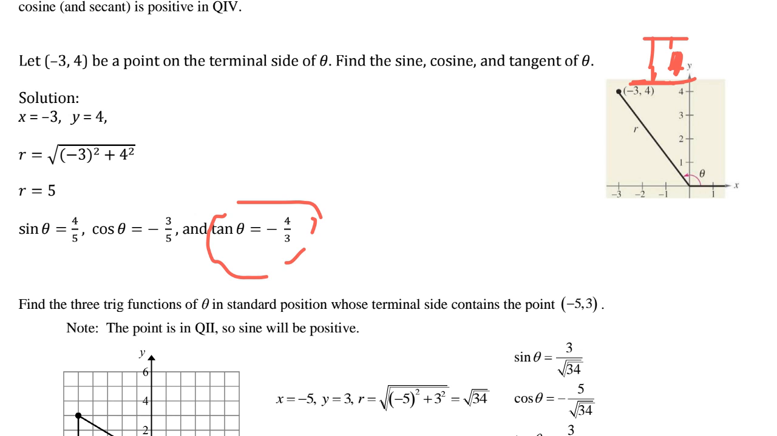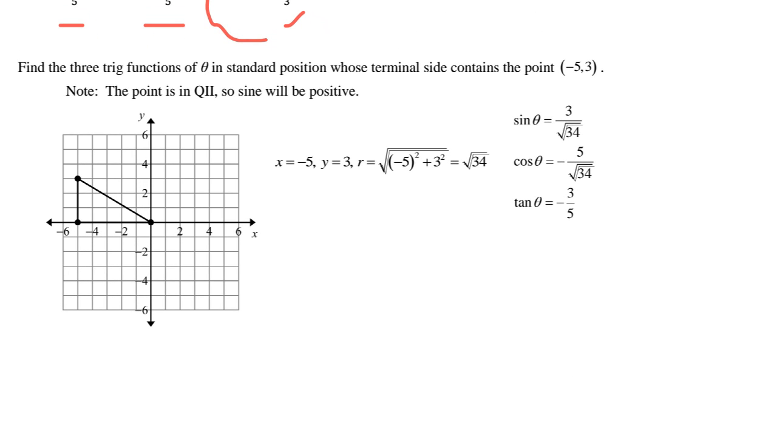To find the other two, you need the hypotenuse, and you do negative 3 squared plus 4 squared, which gives you 25, and the square root of that is 5. So sine is y over r, and cosine is x over r. Look, it came out with your cosine and your tangent both negative, your sine's the only one positive in this quadrant. Quadrant 2.